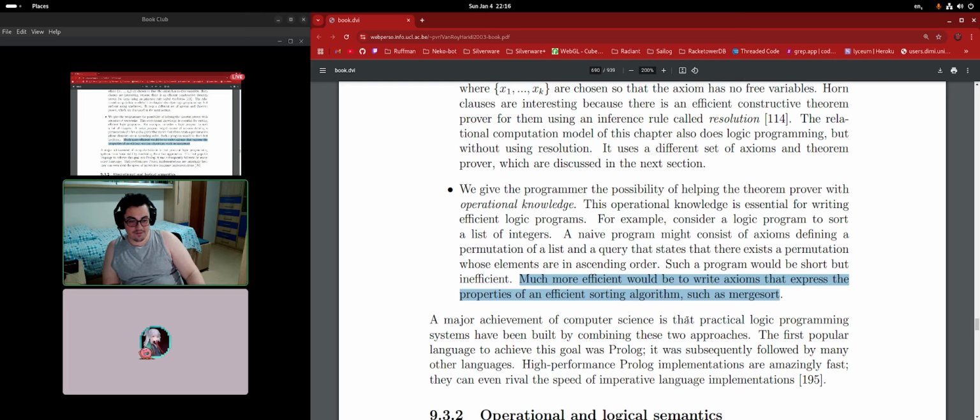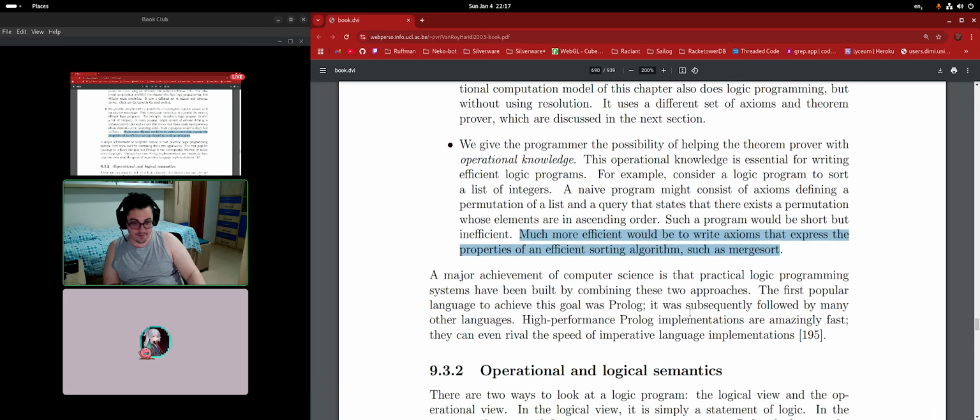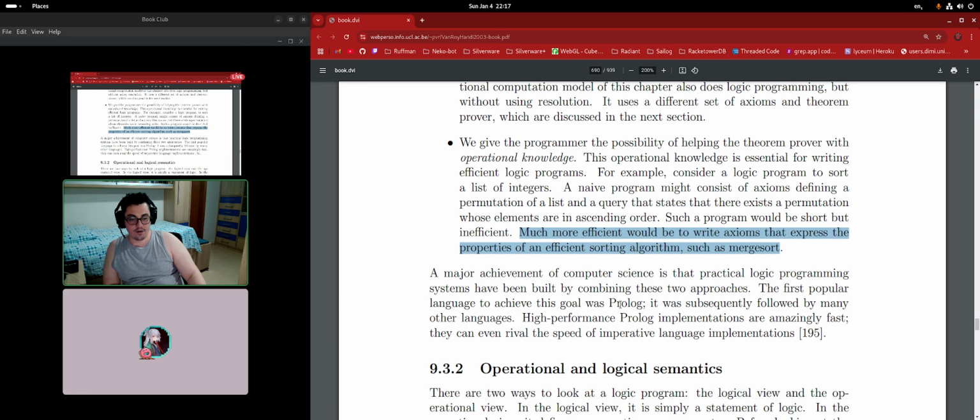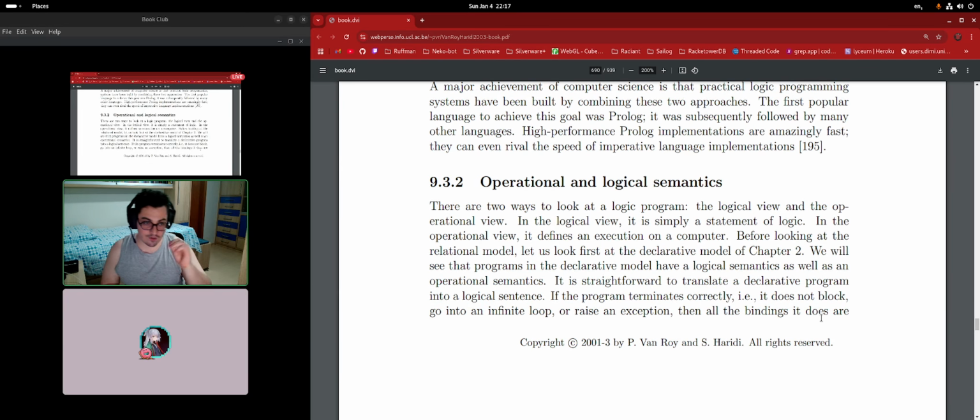A major achievement is that we actually have practical logic programming systems such as Prolog, and they are efficient, high performance Prolog implementations. And now operational and logic semantics. I'm also going to read this because it's worthwhile. There are two ways to look at a logic program: the logical view and an operational view. In the logical view, you are in one of the most high-level programming languages available, because the program is essentially a bunch of axioms, which is a statement of logic. In the operational view, it's an execution on a computer.